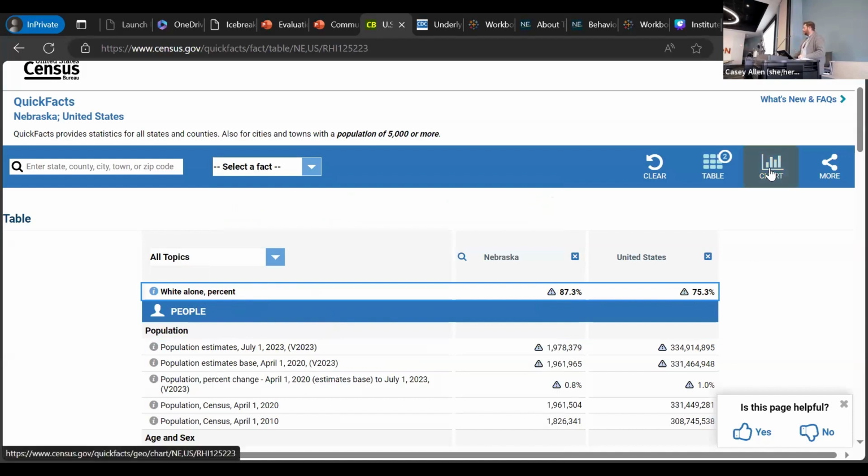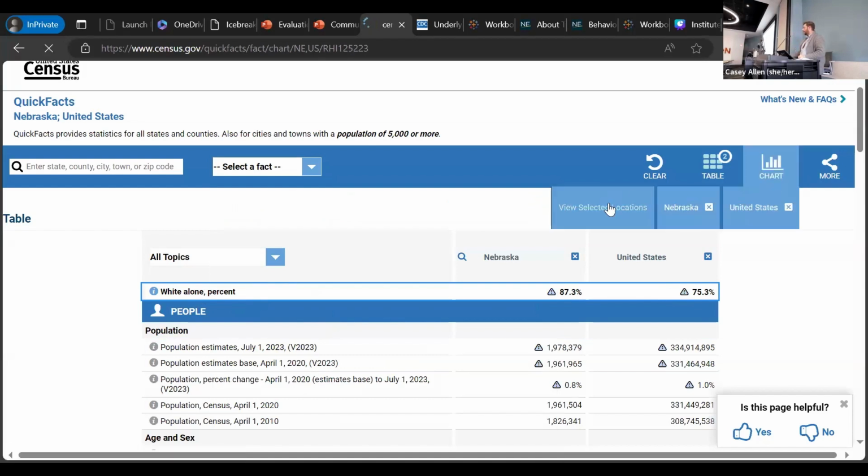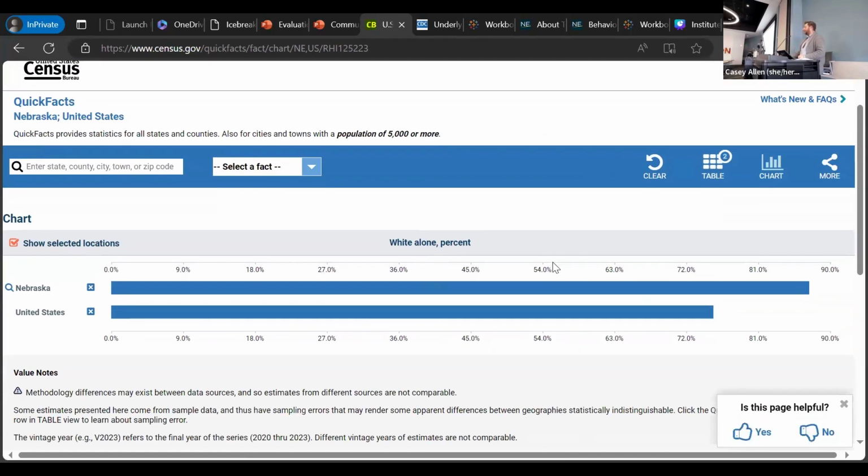Now, we can also create very easy visualizations by clicking on the chart button at the top, and we can see those differences in proportions visualized for us. So we can see the differences in a very nice bar chart.